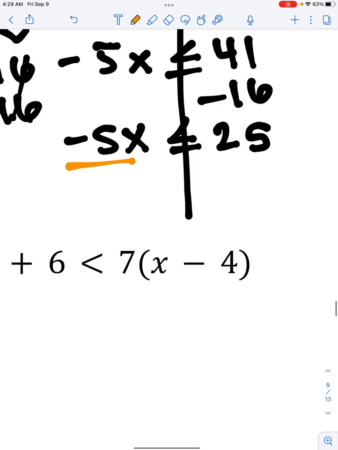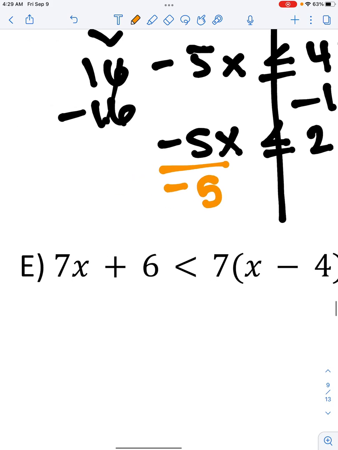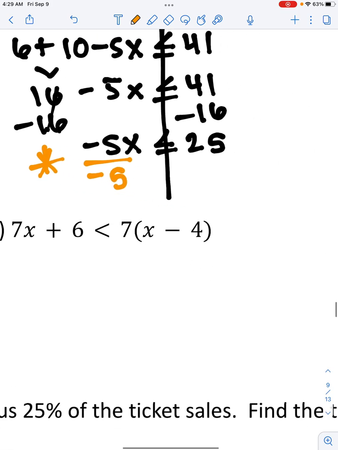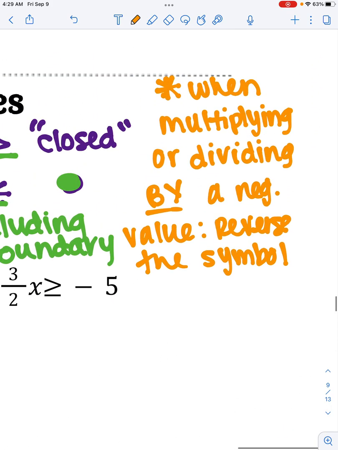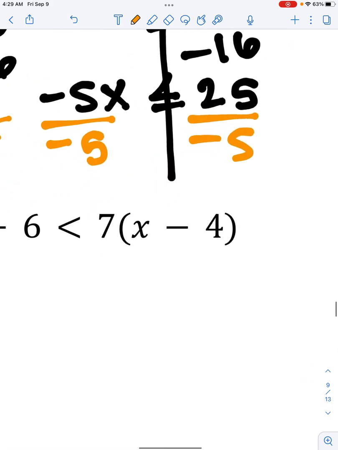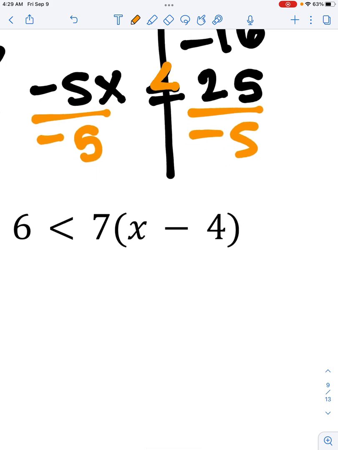So I'm dividing by negative 5. So I'm going to star that. So that means that I'm going to apply this little rule here, and I'm going to reverse this symbol the other direction. So then when those cancel, x is now greater than or equal to positive 25 divided by negative 5, which is negative 5.